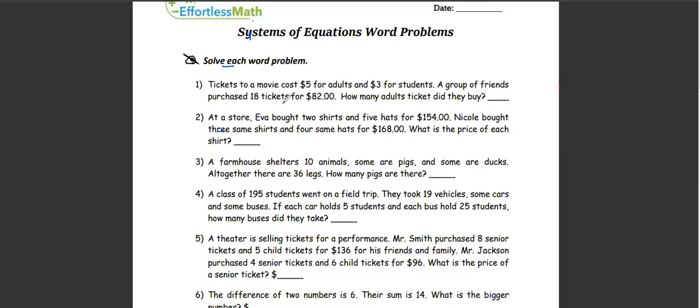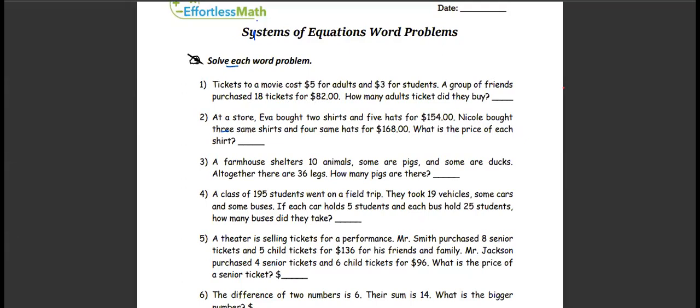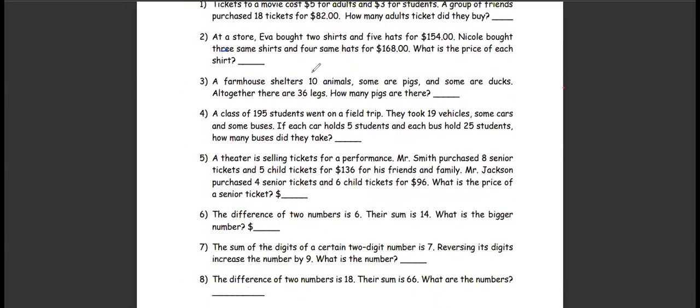I have actually moved the screen a little bit wider to have more space to write. Okay, the next one says: at a store, Eva bought 2 shirts and 5 hats for $154. Nicole bought 3 of the same shirts and 4 of the same hats for $168. What is the price of each shirt? Eva bought 2 shirts and 5 hats for this amount of money. So let's say that the price of a shirt is S and the price of each hat is H.